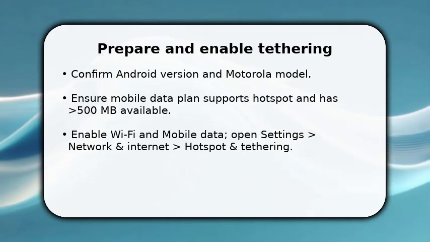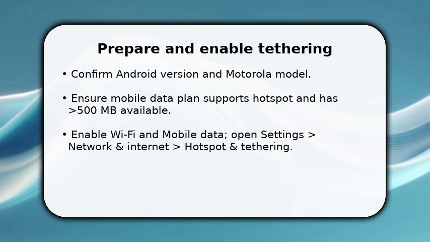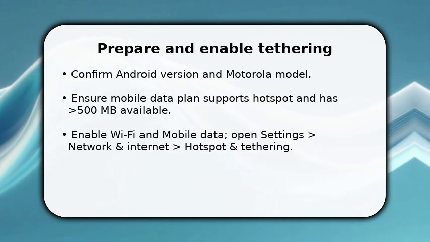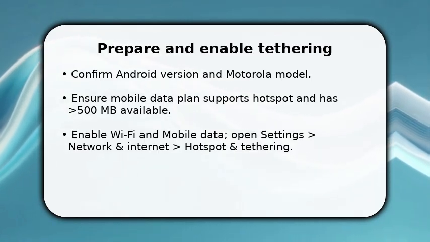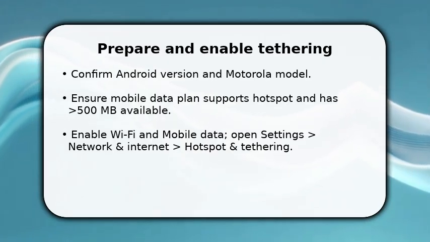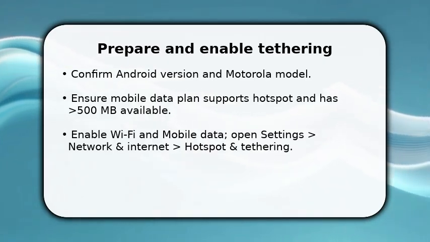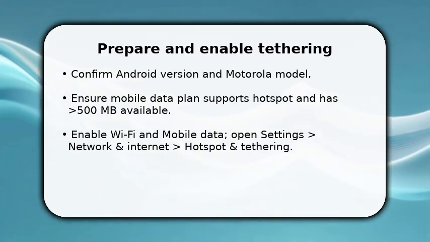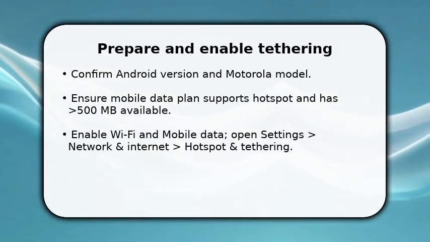You start by confirming your Motorola model and Android version. This matters for simultaneous connections. Next, make sure your mobile plan allows tethering and that you have mobile data active. Once done, turn on Wi-Fi so the phone can keep a client connection. Then open Settings, tap Network and Internet, and select Hotspot and Tethering. You are ready for the first actionable steps.